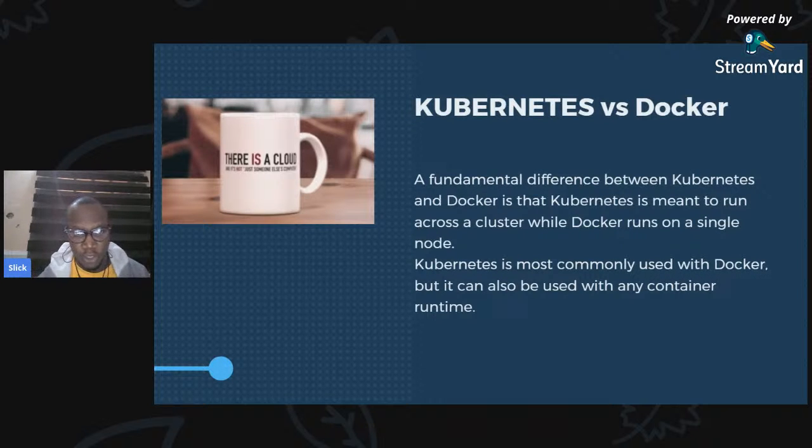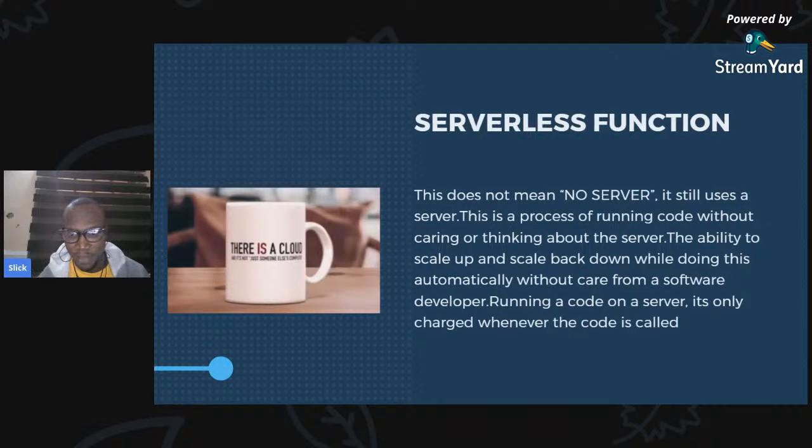Kubernetes versus Docker, you might actually want to talk about it, so I decided to put it for you. A fundamental difference between Kubernetes and Docker is that Kubernetes is meant to run across a cluster, while Docker runs on a single node. Both of them do their work awesomely. They're amazing. A lot of people use Docker, and Kubernetes is most commonly used as well. It can be used with Docker, but it can also be used with any container runtime. Google Kubernetes Engine, GKE, is an amazing platform to look into as well.